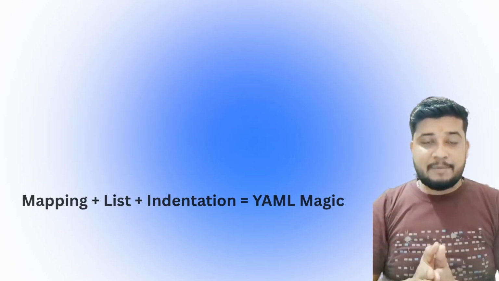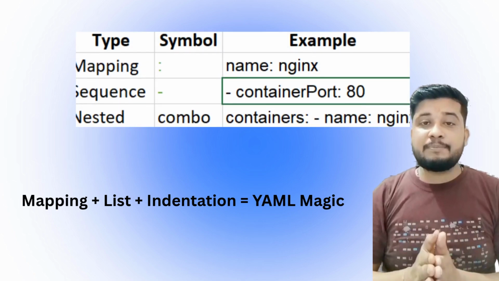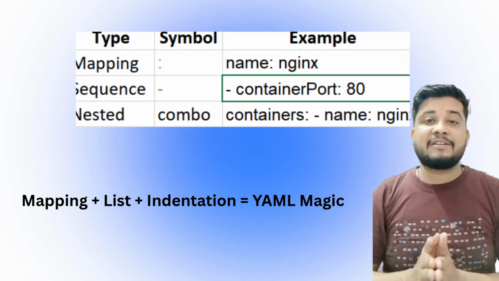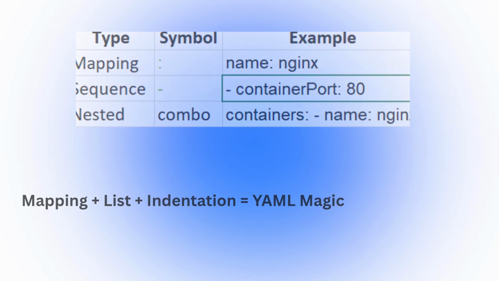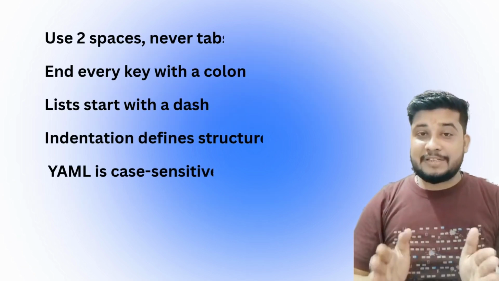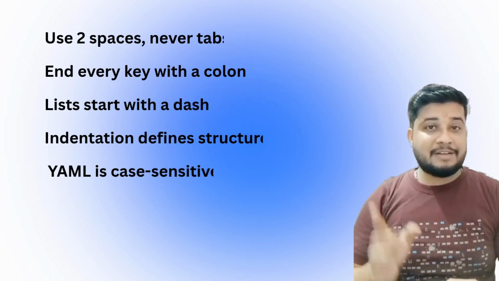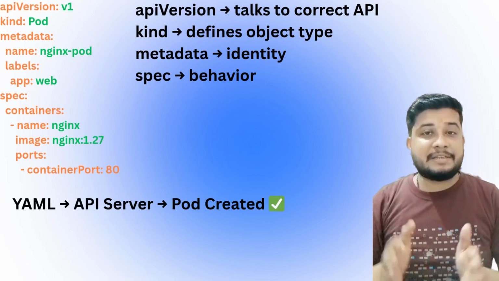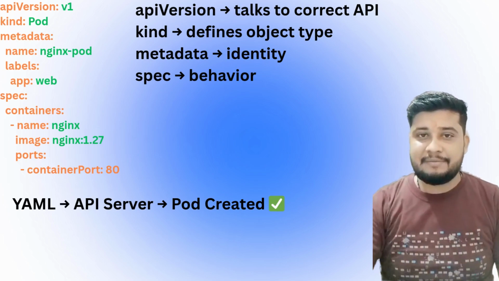To master YAML, you only need to know three block types. One is a mapping, second is a sequence, and third is nested. Before you write your first YAML, remember these golden rules. Let's read one complete YAML file together.